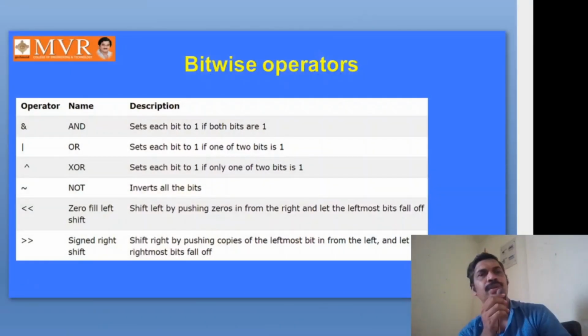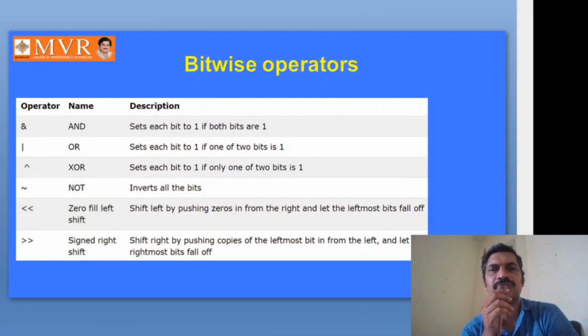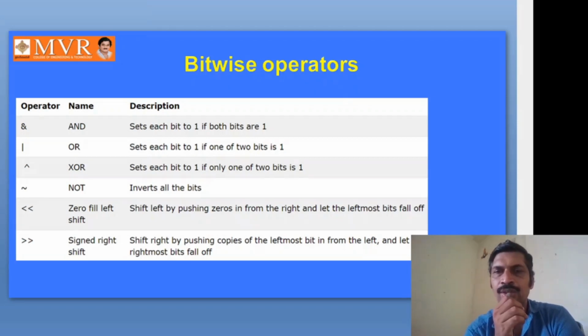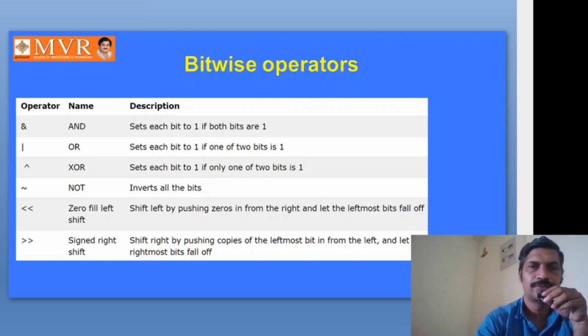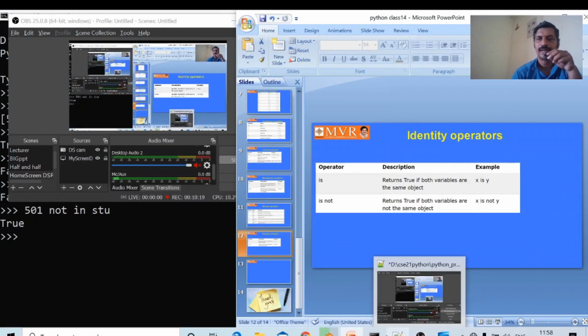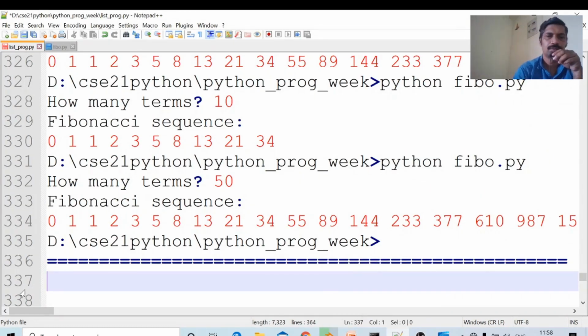Next one. Bitwise operators. Next we will see the bitwise operators available in the Python programming language. These are the bitwise operators in Python: and, or, XOR, not, zero fill left shift, sign right shift. Okay, we will see all of them. What is the and operator? Okay, suppose and. Okay, this is the operator.